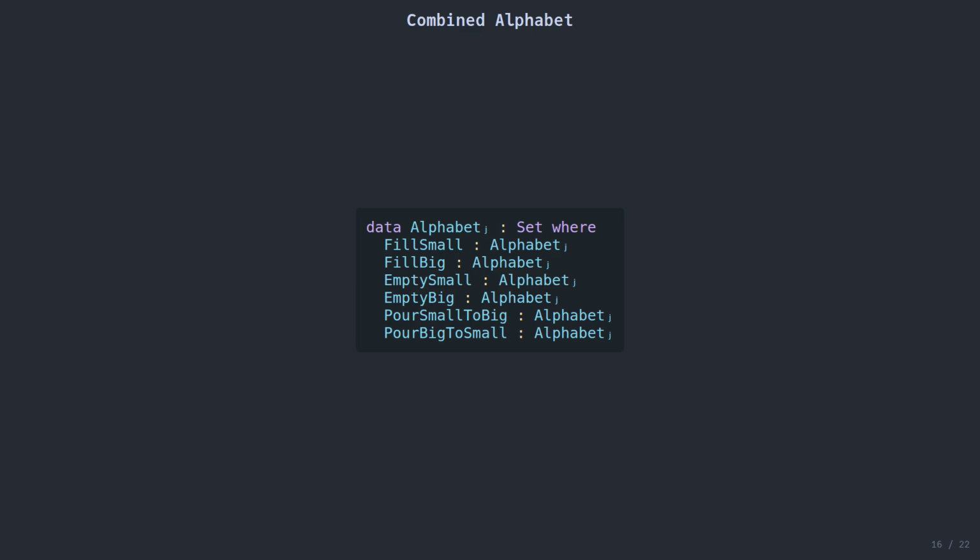We treat Mclane, played by Bruce Willis, as one process. He controls the big jug. And we treat Zeus, played by Samuel L. Jackson, as a second process. He controls the small jug. Together, they form a system whose behavior is the combination of their individual actions. The alphabet for this combined system is simply the union of the events each of them can perform.